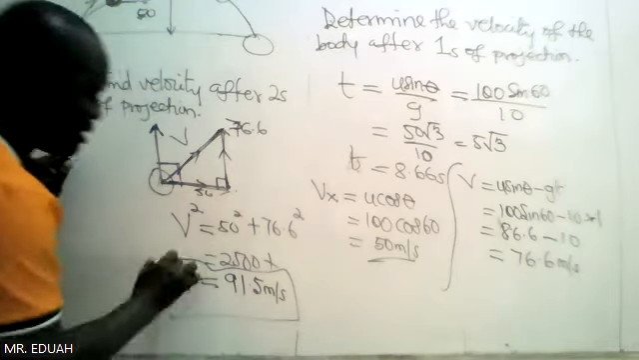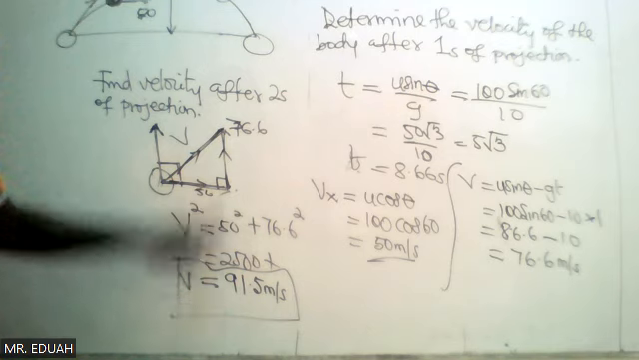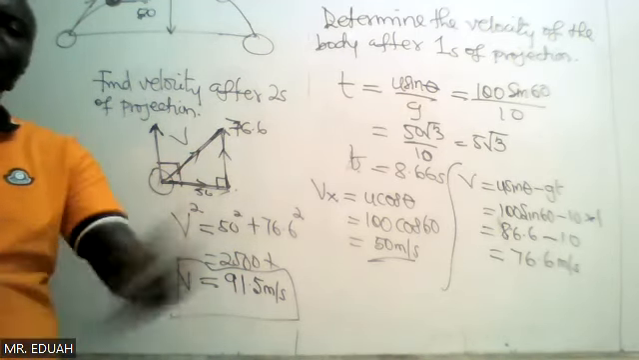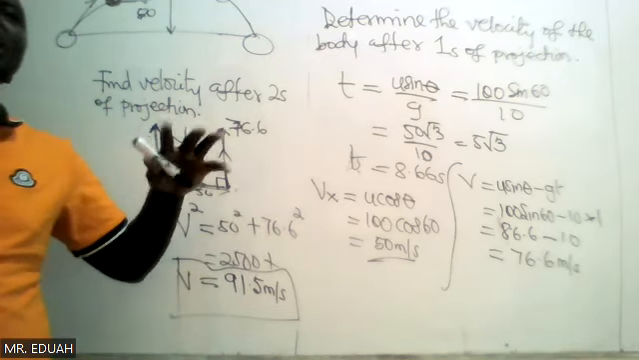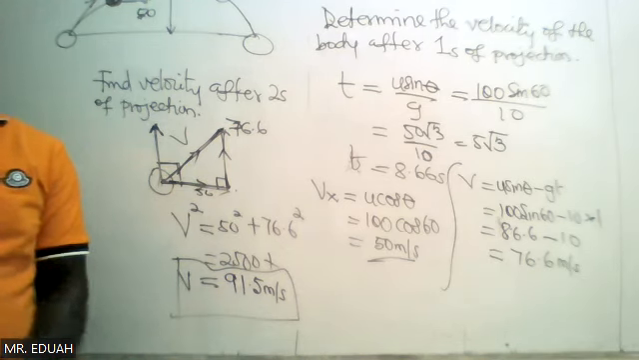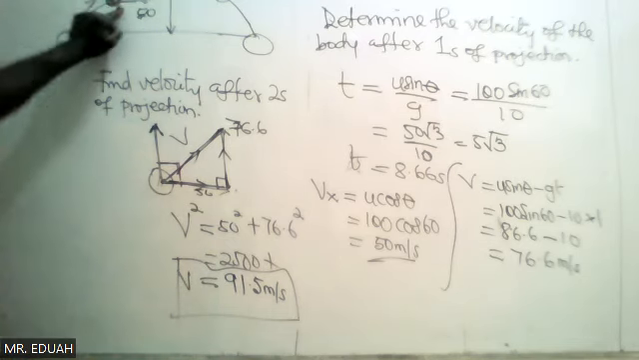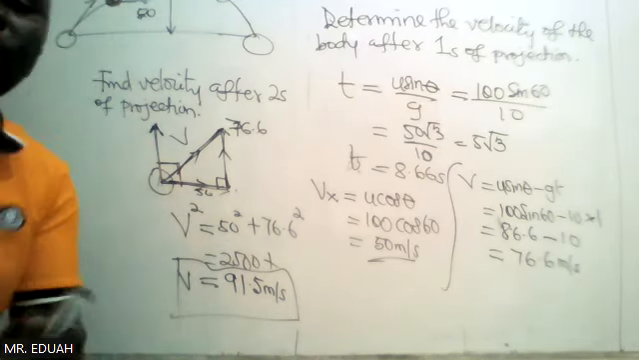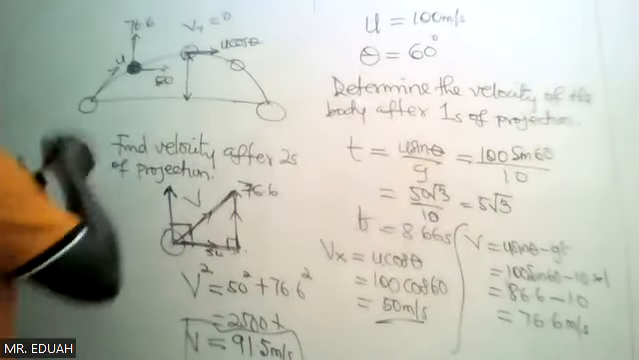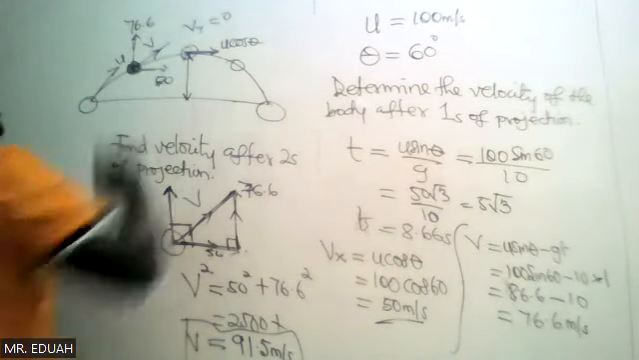And this is the velocity of the body after 1 second. If the question just says find the velocity after so and so seconds, and it is not so clear with vertical velocity or horizontal velocity, then they are interested in the resultant velocity after 1 second. And this is the resultant velocity.